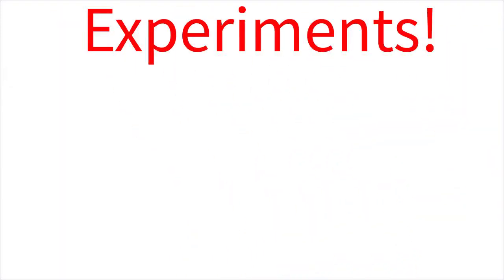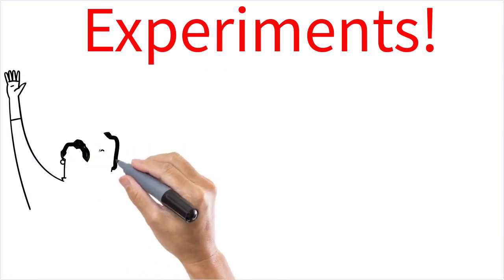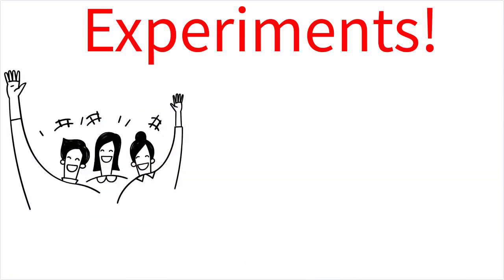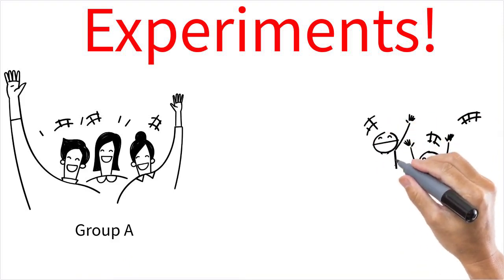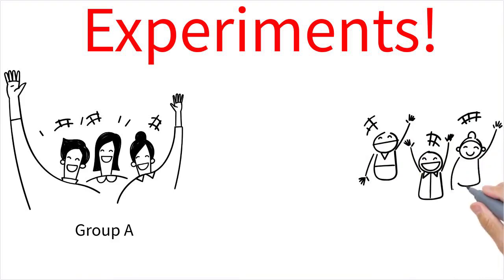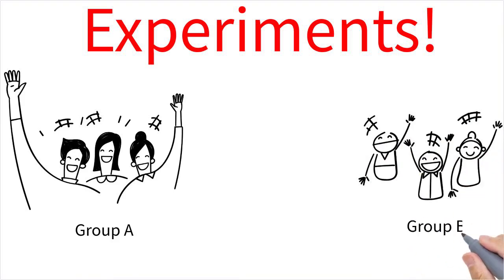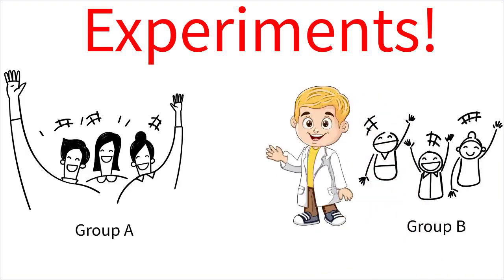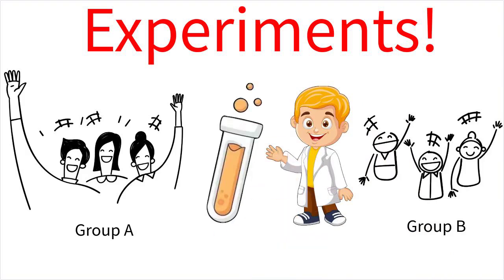Quantitative methods aren't just about surveys. They can also include experiments. Let me explain. Let's say you want to see if group study helps students get better grades. What you would do is split students into two groups. Group A studies alone. Group B studies together. Then, you would compare their test scores. If Group B scores higher, you might just be onto something.